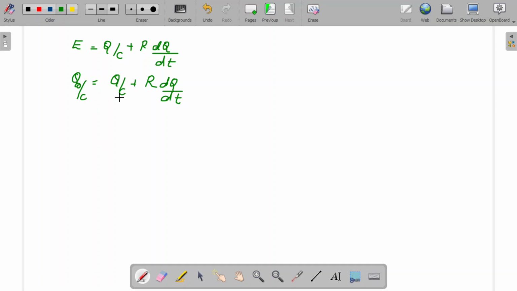So I am bringing this Q by C to the left side. So I can write Q0 minus Q, right, divided by C is equal to R into dq by dt. I can take the C to the other side. So I can write it as Q0 minus Q equal to CR into dq by dt, right?